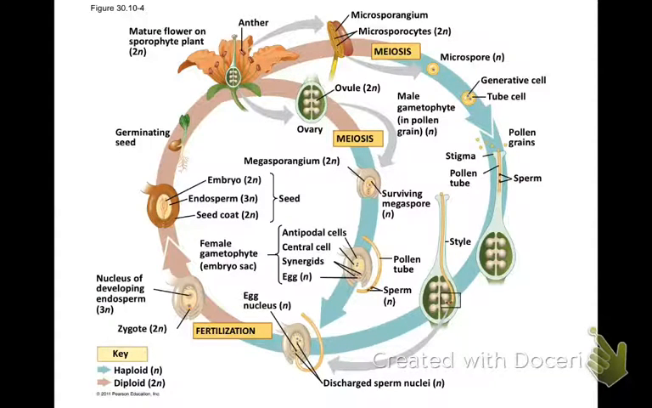So if we look at this life cycle of a flowering plant, the seed will germinate and grow into a mature plant, and then one of those stems will turn into a floral meristem, which will generate the flower. Then within the anther, the microsporocytes will undergo meiosis to produce microspores, which will develop into pollen grains. Those pollen grains will land on the stigma, and the pollen tube will grow down the style and to an ovule.